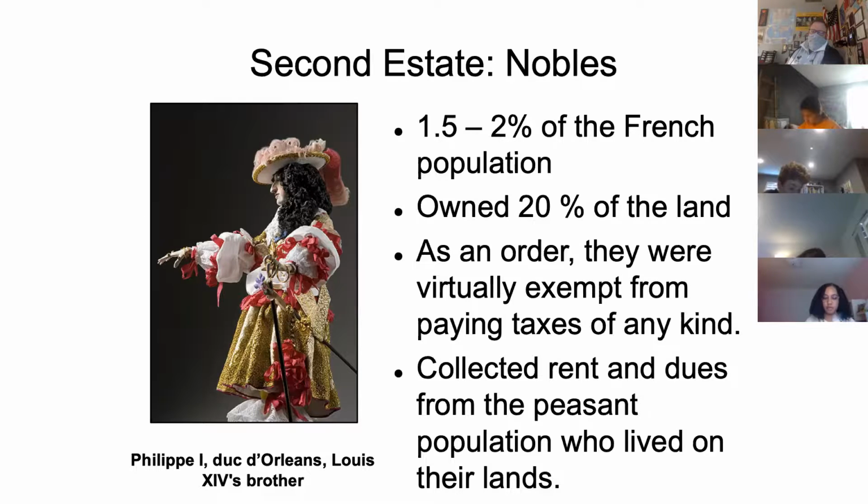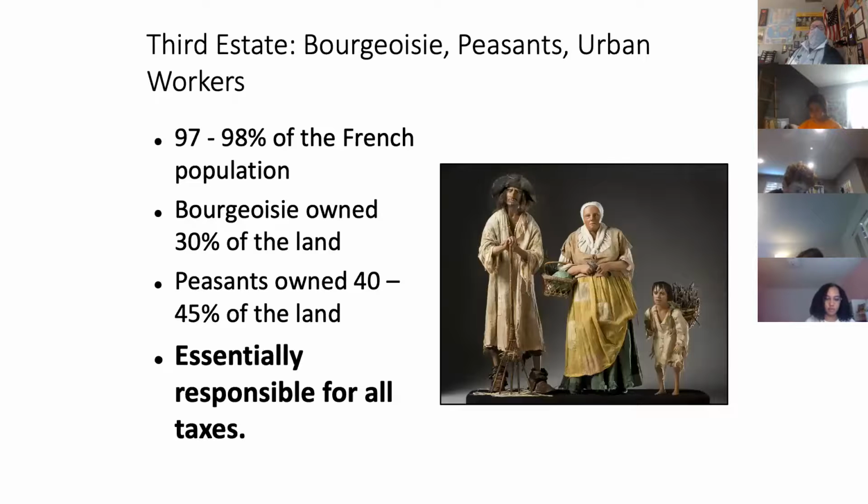So that is the second estate. The third estate then is a collection of what's known as the bourgeoisie, the peasants, and the urban workers. Okay? So you have 97 and 98% of the population, but they pay all of the taxes, and yet the bourgeoisie is this burgeoning middle class that has zero political say. Okay? With the growth of the French Empire came money.